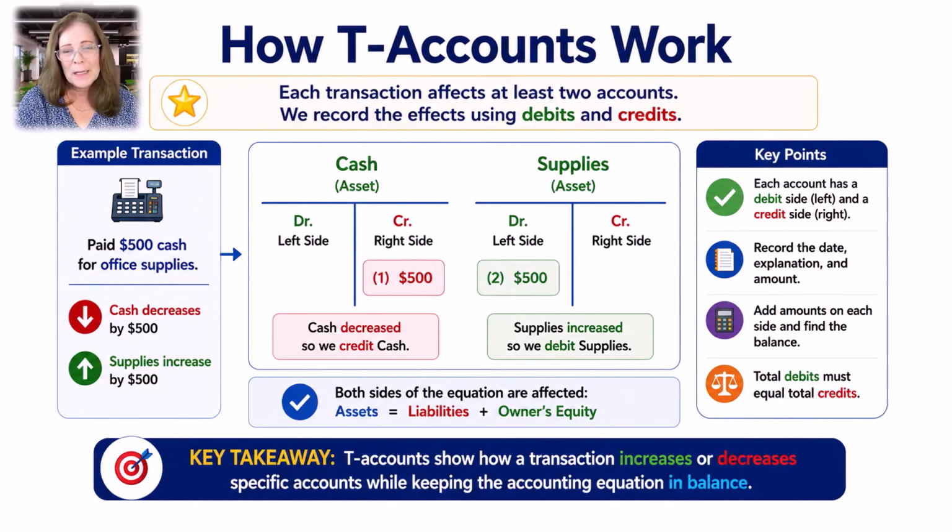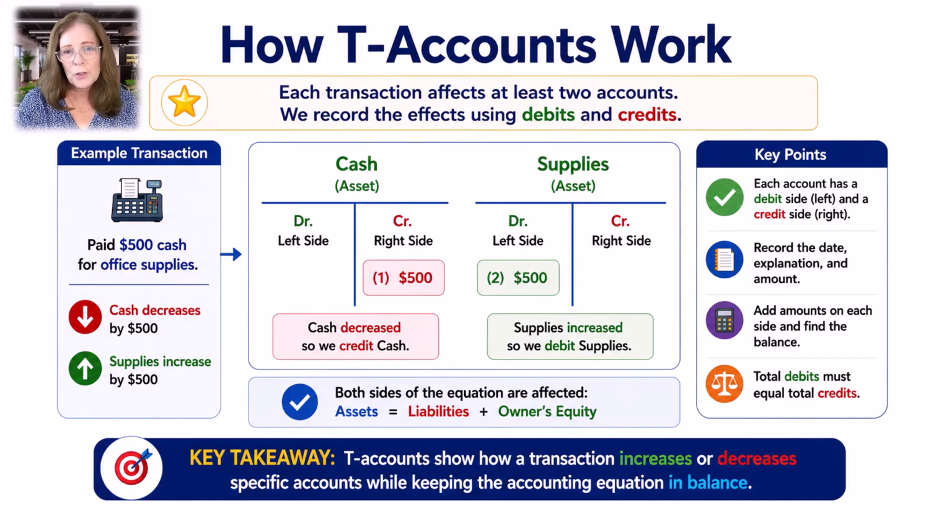As we record transactions in T accounts, we place the amount on either the debit side or the credit side, depending on the rules for that particular account type. Don't worry about memorizing those rules just yet, though. We'll cover them in just a moment. For now, the important idea is that T accounts allow us to see exactly how a transaction affects each individual account. And notice something else.